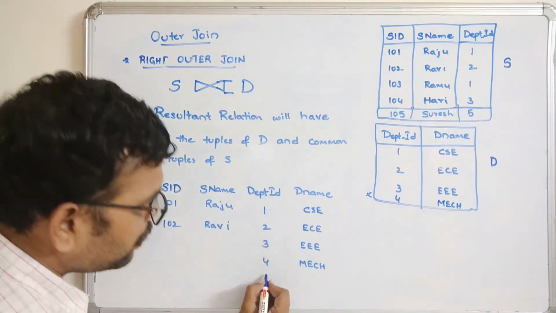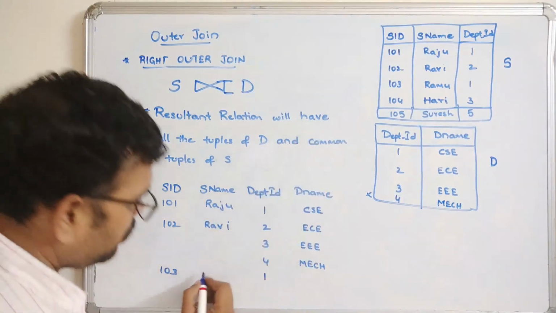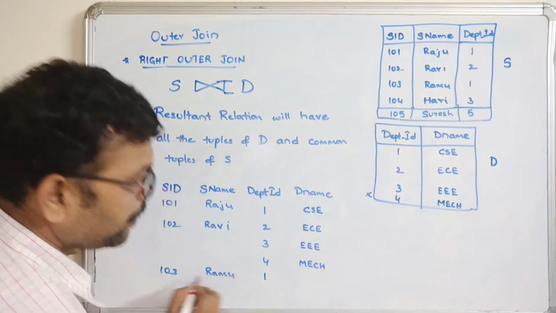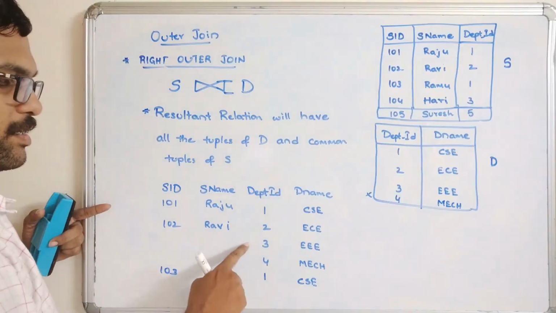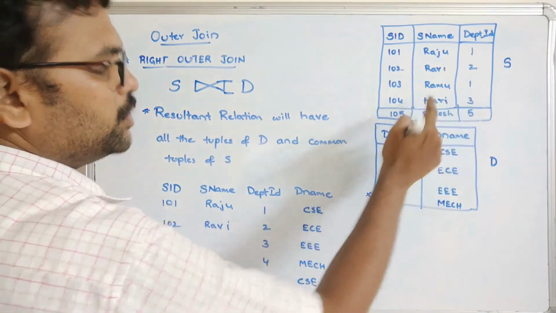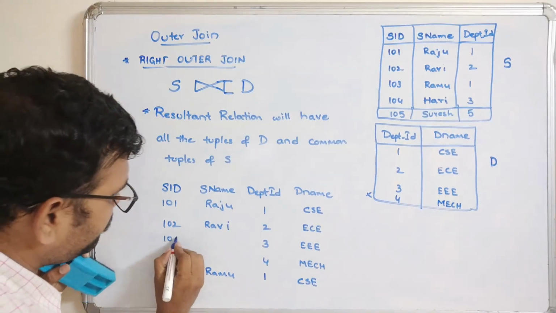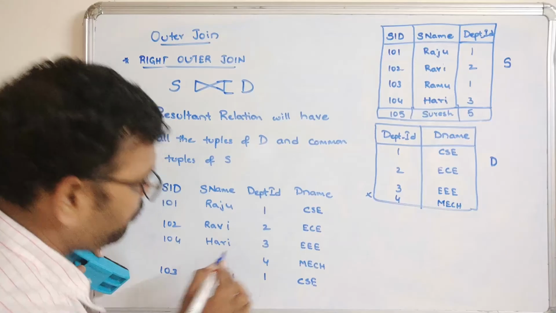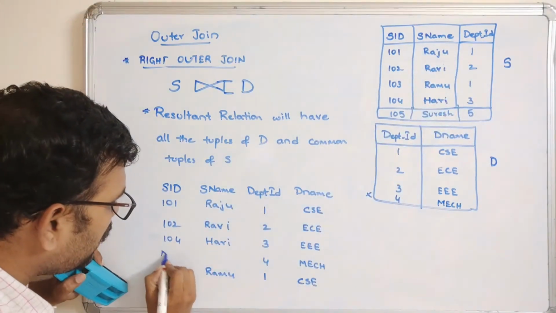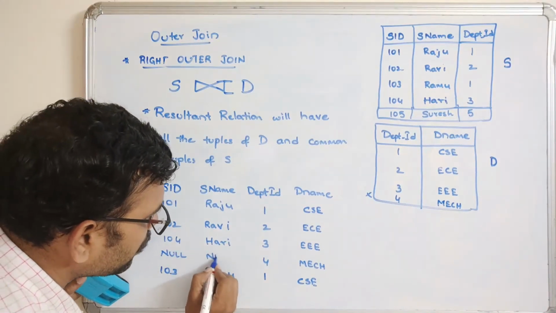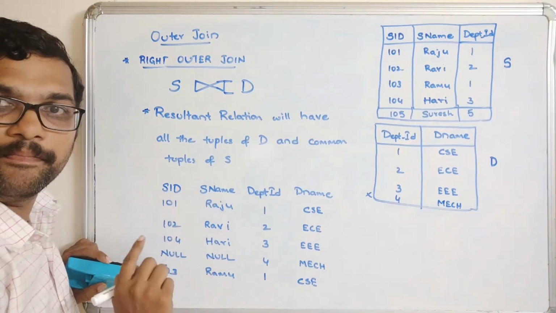Again 1. So consider 103 Ramu, and this is also CSE. Next 104 Hari. What about 4? There is no association with the 4. So there are no values for department ID 4 in student ID and student name.